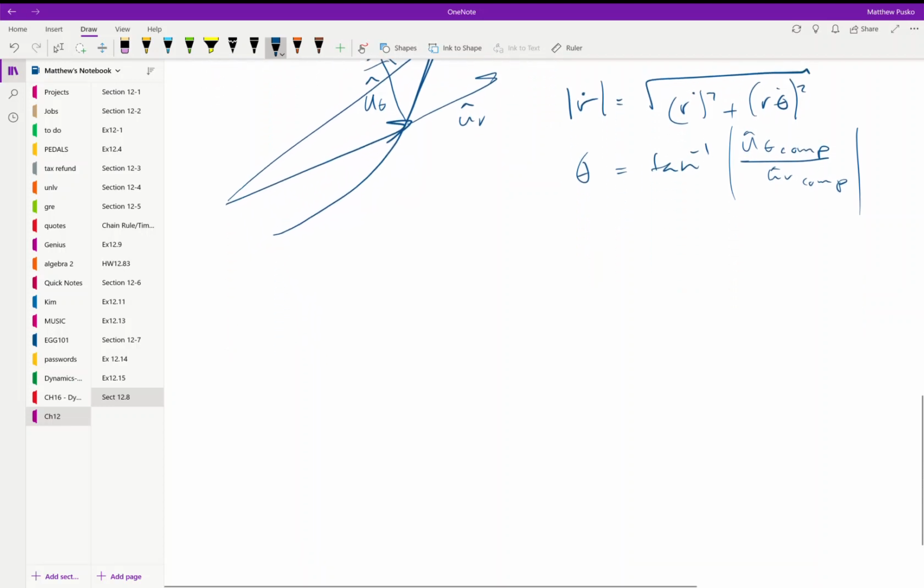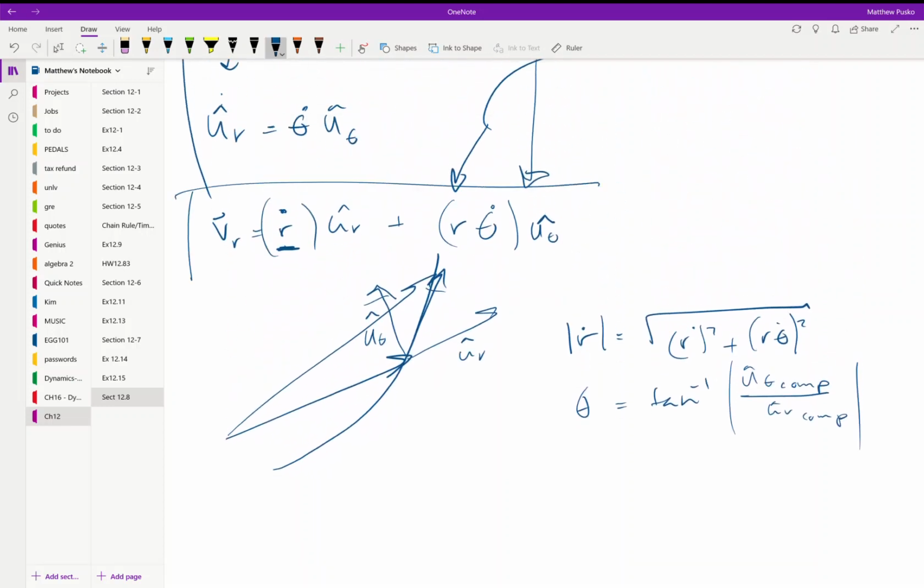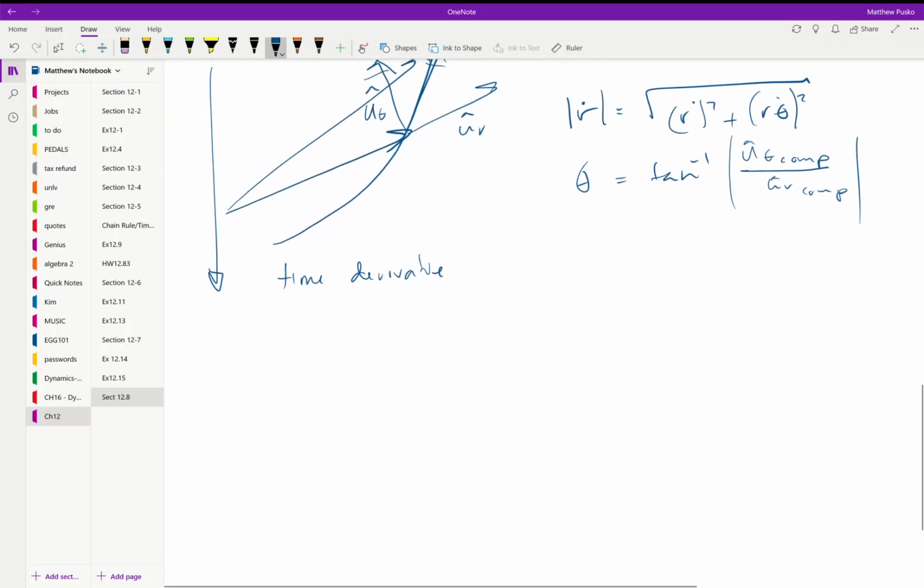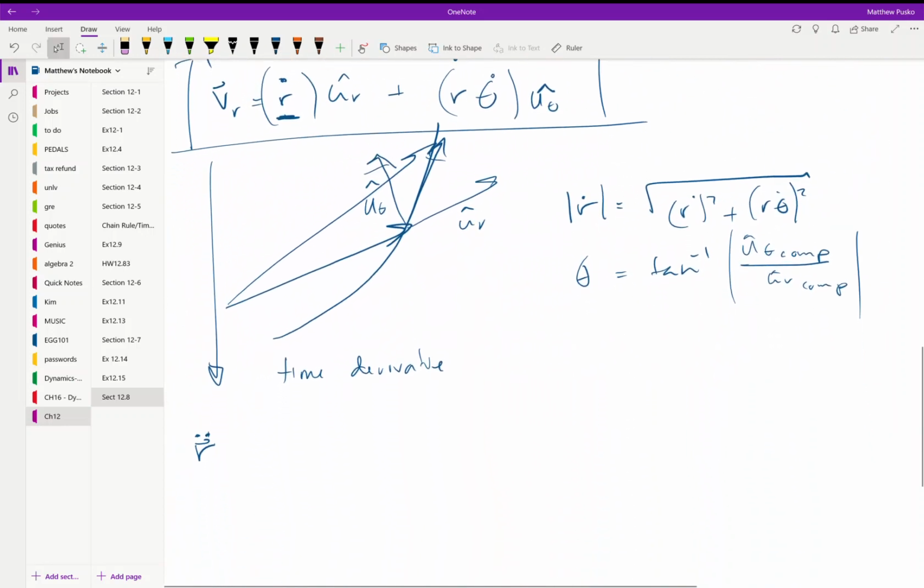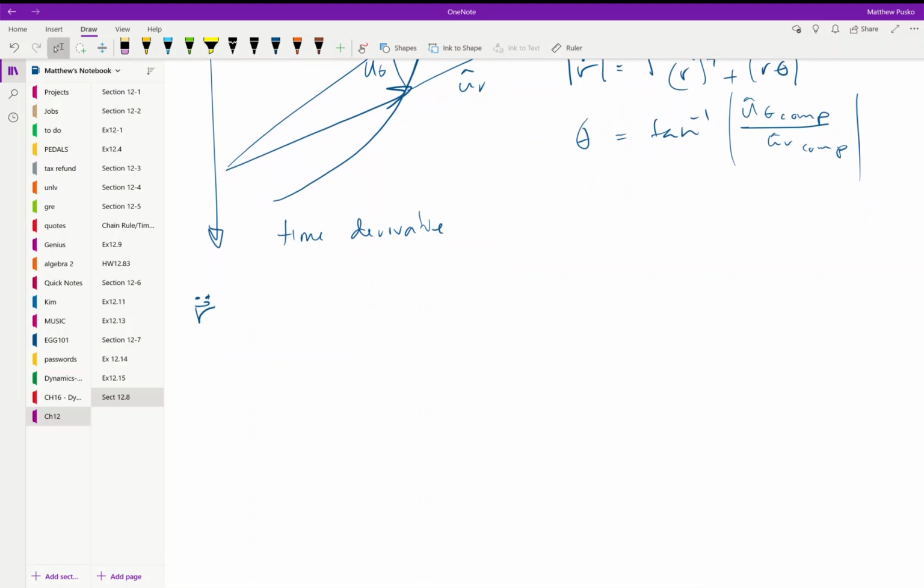Okay, so this is the one we need to know and be able to use. If we took that one more step and took another time derivative, we will get the r double dot. And I think I'm missing some vector signs. Not pretty good. R double dot would be equal to the velocity in the radial direction dotted, or the acceleration in the radial direction.